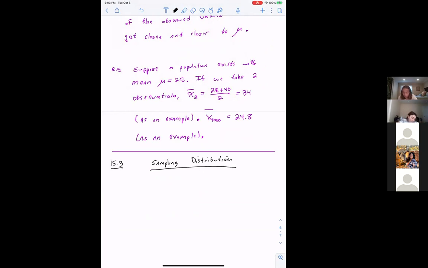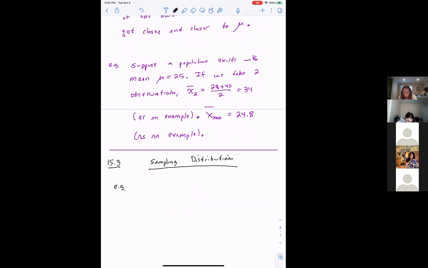Suppose you take a sample of size 10. So here, let's do an example, the same example. A population exists with mu equals 25. If you took a sample of size 10, give me a value. I want everyone to type in a value in the chat box of a reasonable mean of a sample of size 10 that comes from a population where mu is equal to 25.